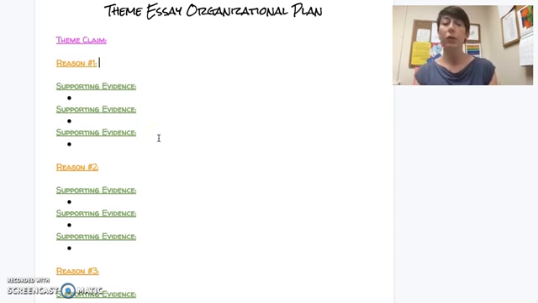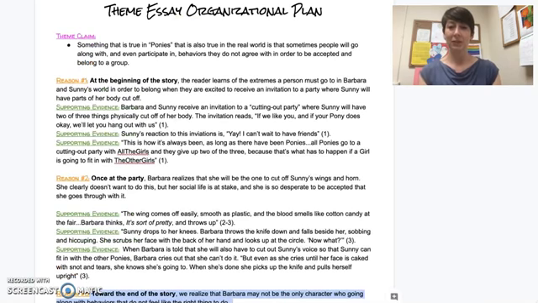So to help you understand what your theme organizational plan should look like by the end of class today, I did one already for a theme essay I'm going to be writing for, you guessed it, Ponies. So let's take a look at my model.